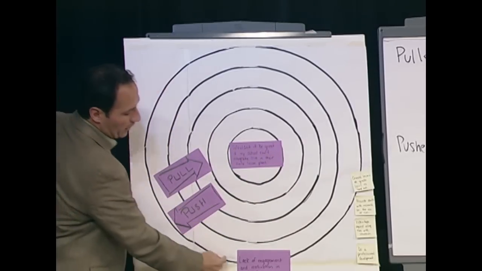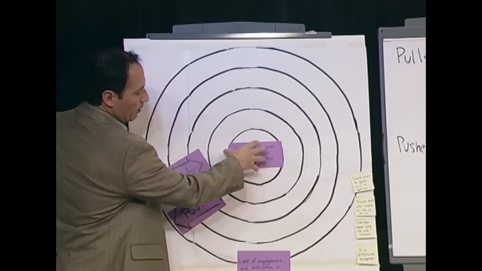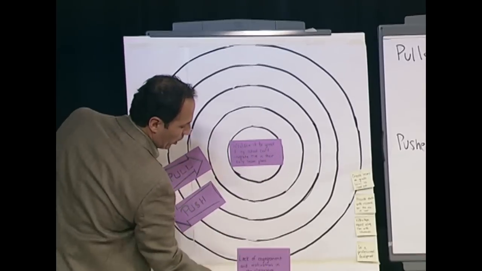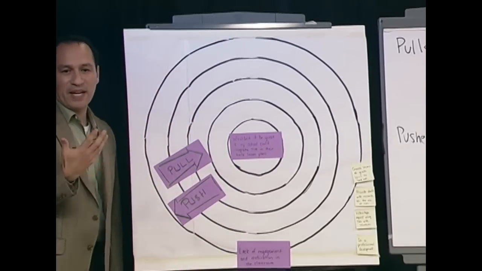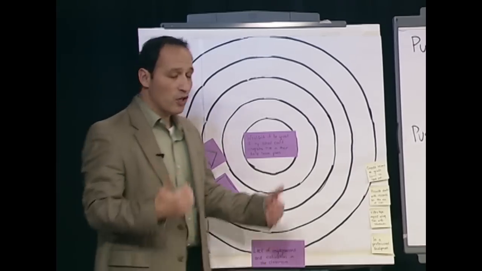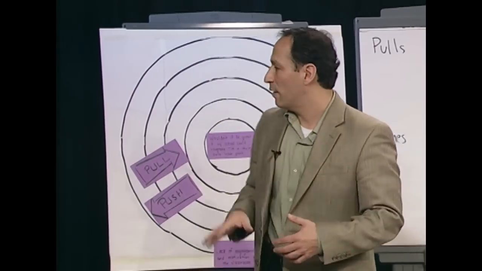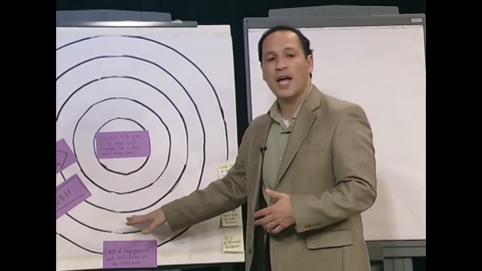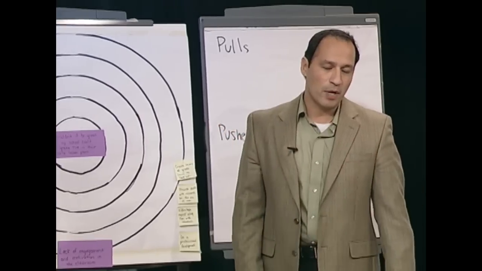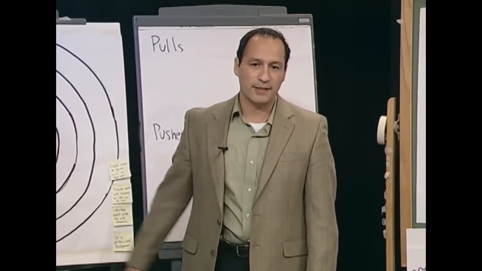And then what I wrote down here, that's the desired state, which is the target. And then where the current state is, that you're noticing there's a lack of engagement and motivation that you're seeing in the classroom. So for the group, if you'd like to add more, if you don't mind just sharing with the group a little bit more about this context.